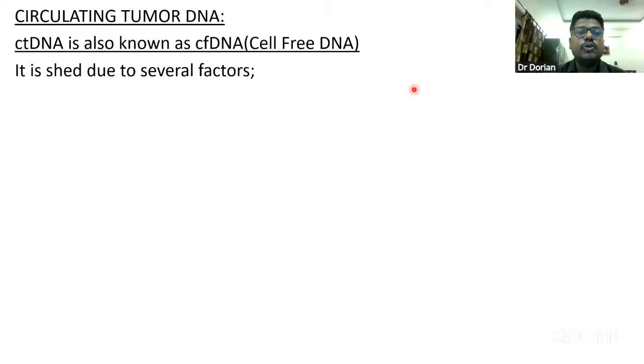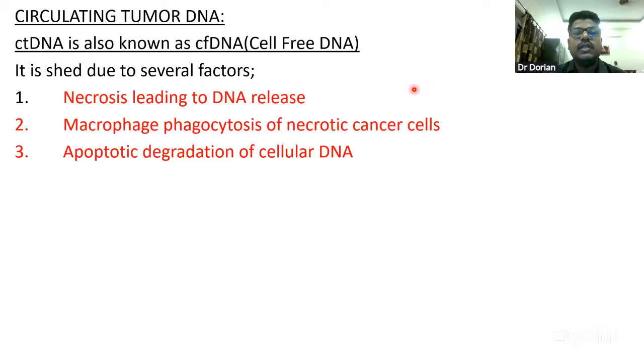What is circulating tumor DNA? It is given in Sebastian. It is also known as cell-free DNA. That is, the cancer cell loses its DNA. The DNA comes out of the cancer cell and it is circulating in the blood. This circulating DNA is picked up by multiple tests by liquid biopsy. Okay. The DNA is shed from the cancer cell due to several factors. First is necrosis, next is phagocytosis, next is apoptosis.